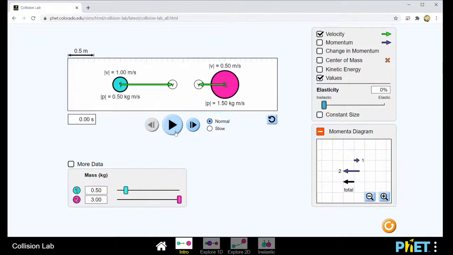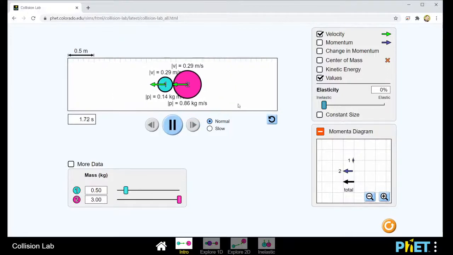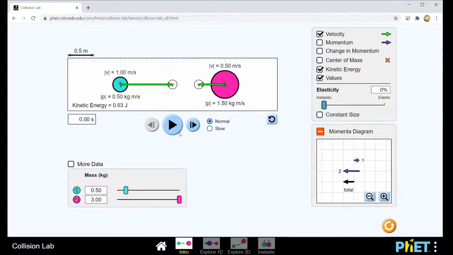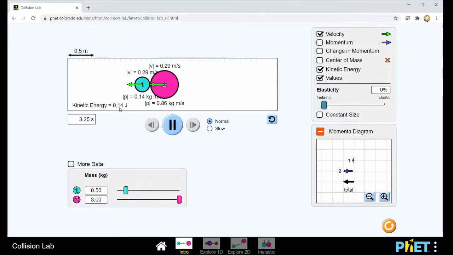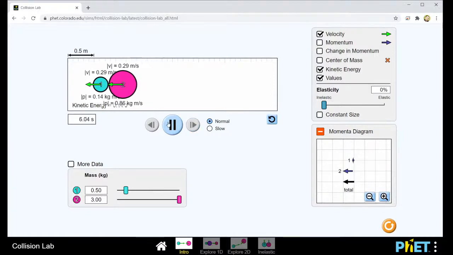So momentum is conserved. All right, let me turn on the kinetic energy here, and you'll see that kinetic energy is not conserved. Kinetic energy of the system, 1/2 mv squared plus 1/2 mv squared, is 0.63 joules. They collide, stick together, now the total kinetic energy is 0.14 joules. So a lot of the energy has been lost. Energy is not conserved in this case, but momentum is conserved.